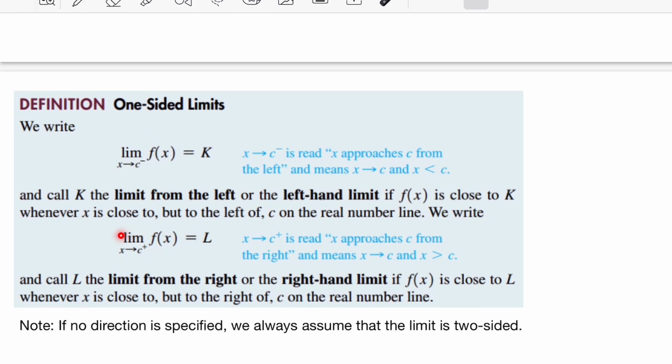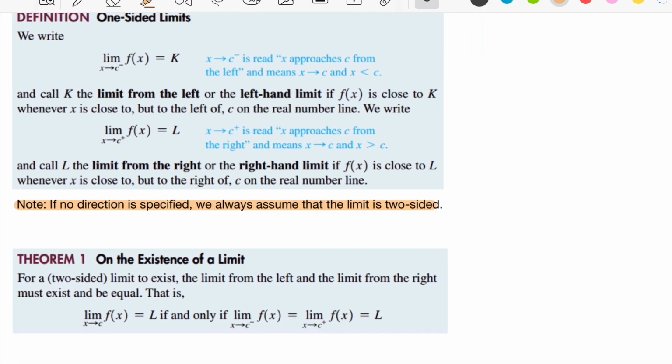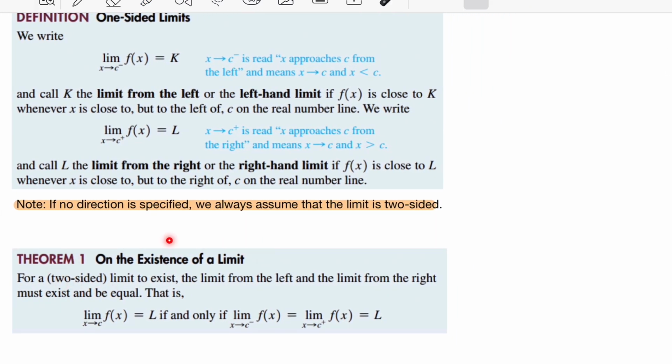Similarly, this is our notation for if x is approaching c from the right, and this limit L here is called our right-hand limit. Now, something to note here, if no direction is specified, we'll always assume that the limit is two-sided. And with that being said, Theorem 1 here talks about the existence of a limit.